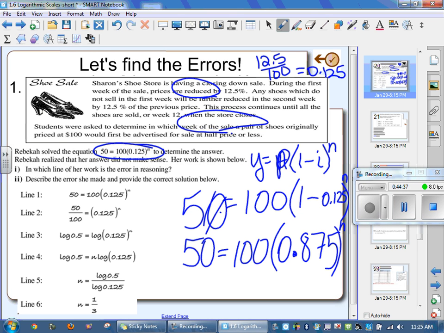Let's solve it completely now from this point and see what week the sale price is going to be half or less. Solve that equation. Push pause now and play when you're ready.